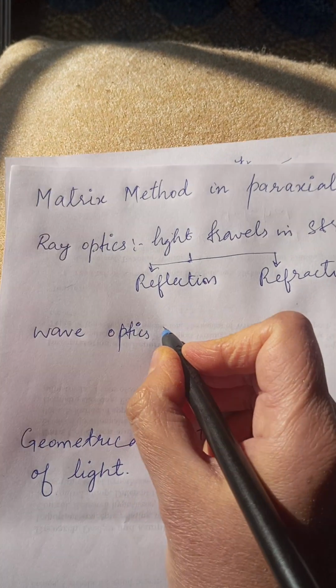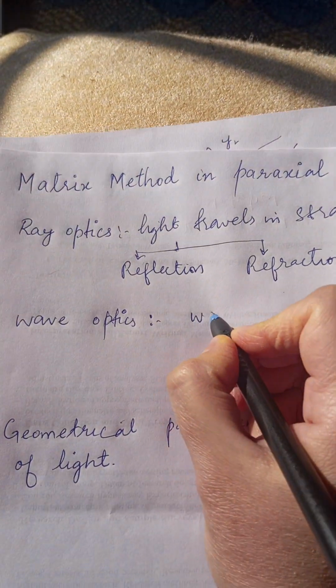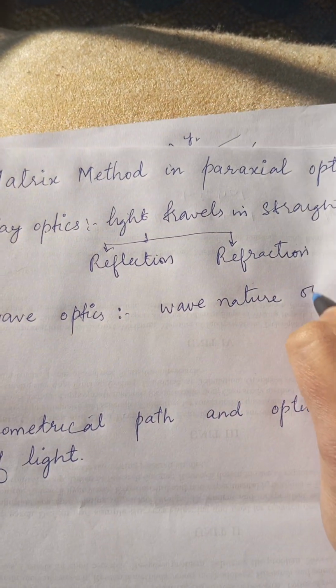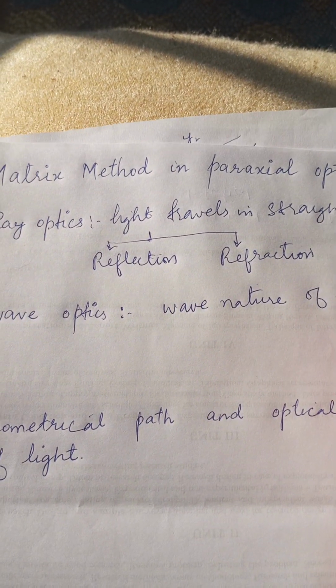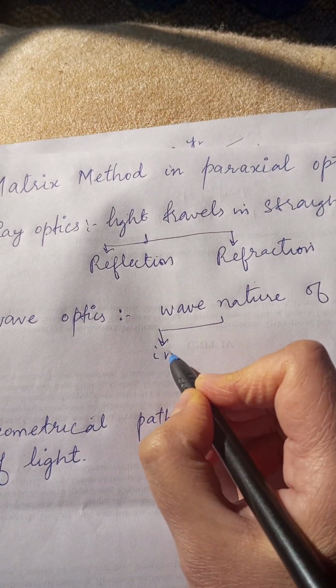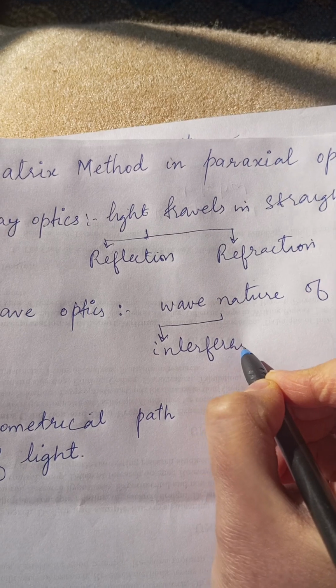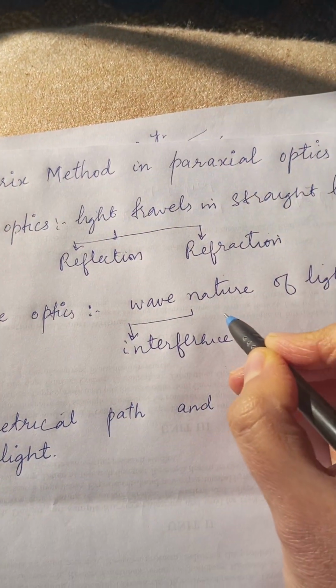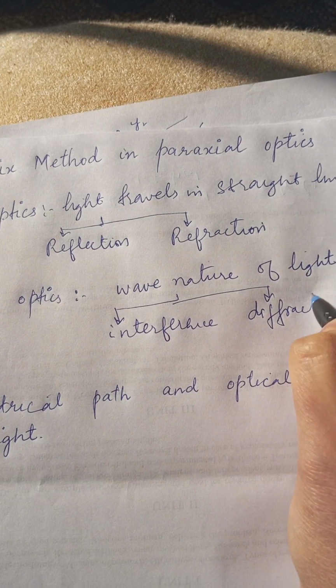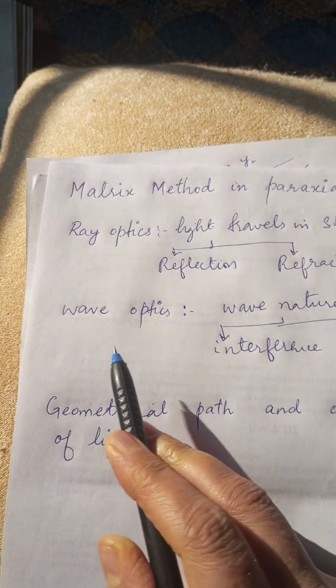But when you consider the wave nature of light, under this category you read such phenomena as interference and diffraction, so this falls in the category of wave optics.